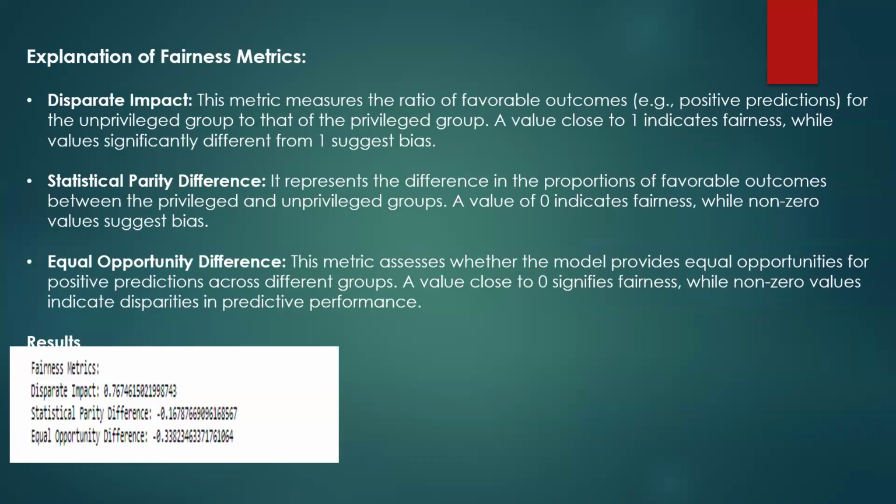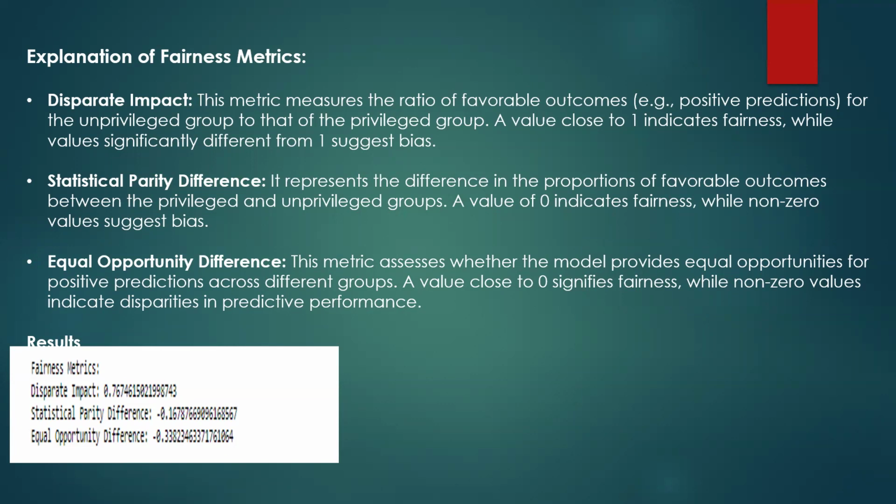I'm explaining the fairness metrics with the disparate impact as well as statistical parity difference. It represents the differences in the proportions of favorable outcomes between privileged and unprivileged groups. Coming to the classes, zero and non-zero categories we are using, and also equal opportunity difference. This metric assesses whether the model provides equal opportunities for positive predictions across different groups.